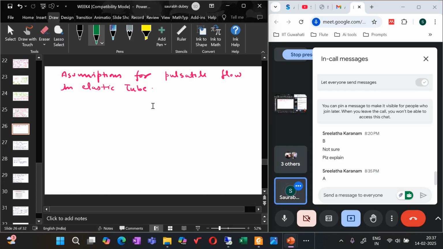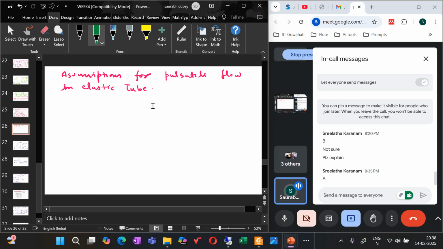For the pulsatile flow in an elastic tube, what are the assumptions that you have made? This one is a theoretical question. I will be putting it in front of you again, but you just attempt whatever you remember. You just write it down. Attempting is better than anything. You just keep attempting, solve as much as possible.